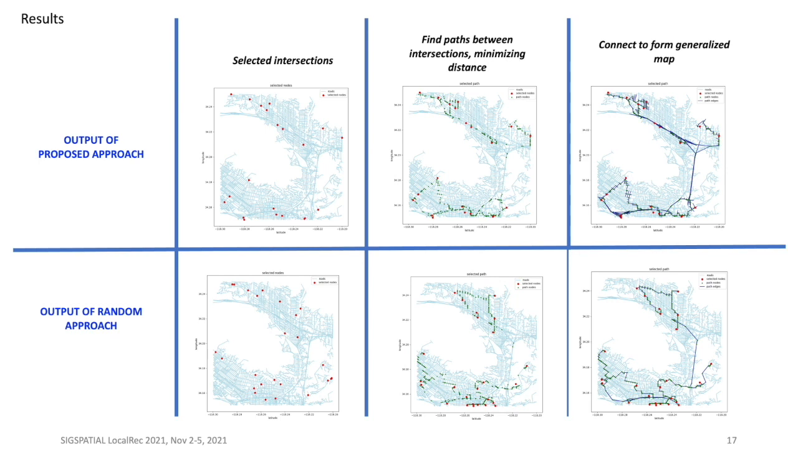Overall, the output will look as follows. When we're using the proposed approach, as you can see, the output is shown above. We have selected the intersections, and we find paths between the intersections that minimize the distance. And finally, we connect them to form a generalized roadmap, which is the path for the automated driving vehicle to travel on. Using the random method, the application is seen below. As you can see, we are able to achieve points that are more spread out using the proposed approach.